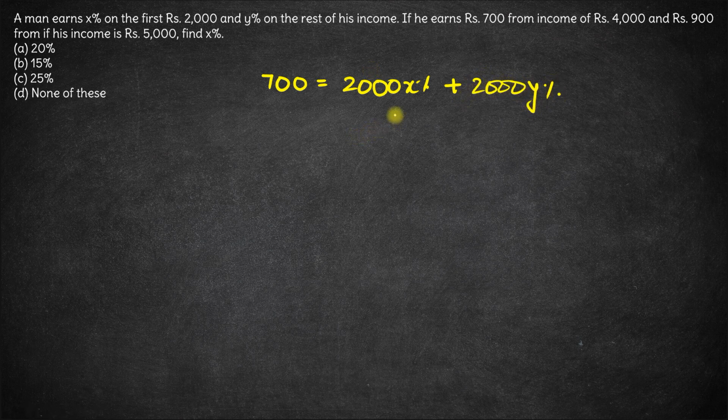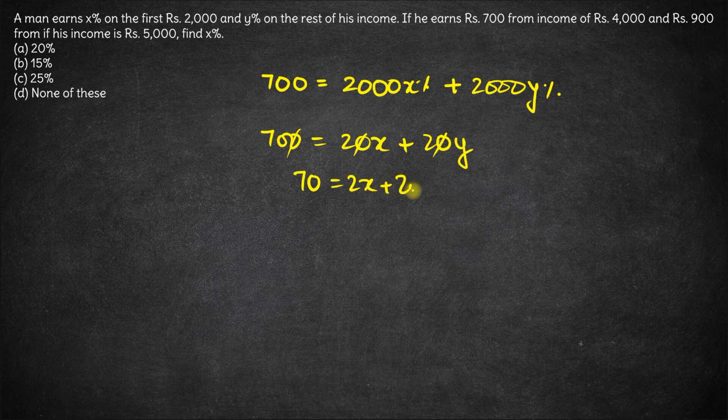And on this remaining amount he is going to earn Y percent. So X percent is effectively X by 100, so we have 700 is, this will be 20 into X, and Y percent is also Y by 100, so the zeros cancel out, we'll have 20 Y. Again cancelling out a factor of 10, we have 70 is equal to 2x plus 2y. This is the first equation, right?